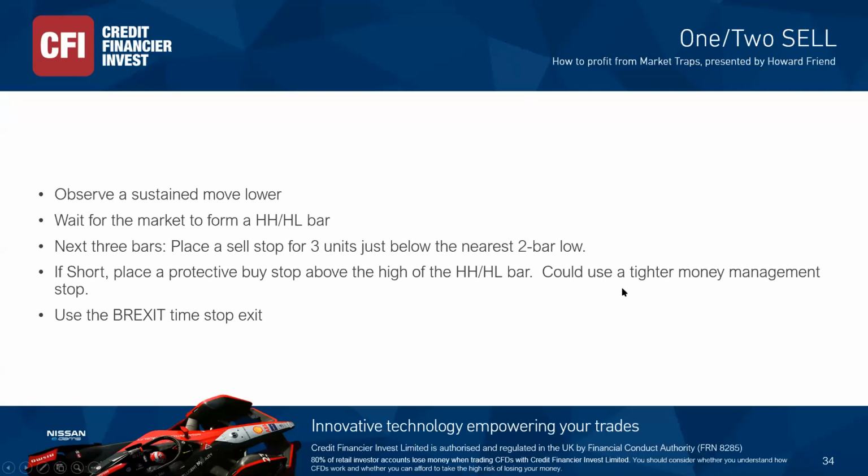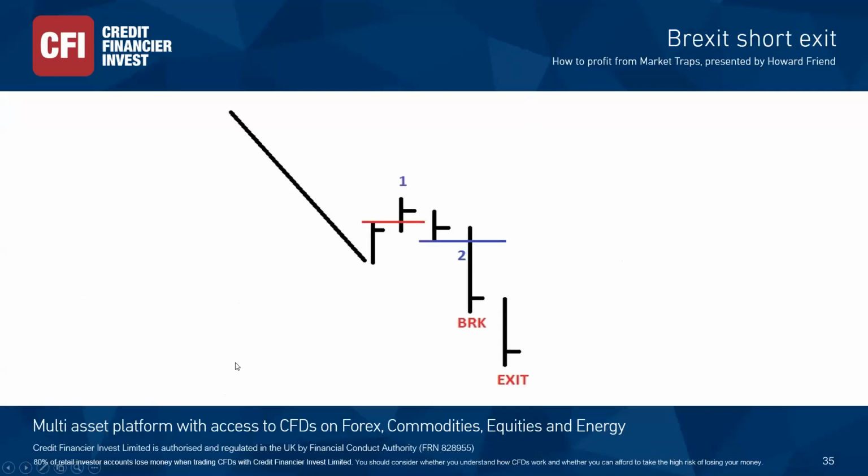Okay, so when we break the 2-bar low, we're going short, and we need to protect ourselves with a buy stop, usually above the high of the correction so far. Again, we could use a tighter money management stop if that distance is too big. And of course, we need to get out on the Brexit time-based exit.